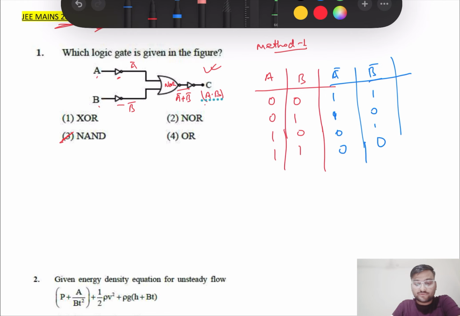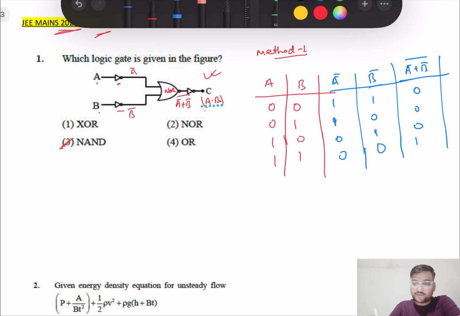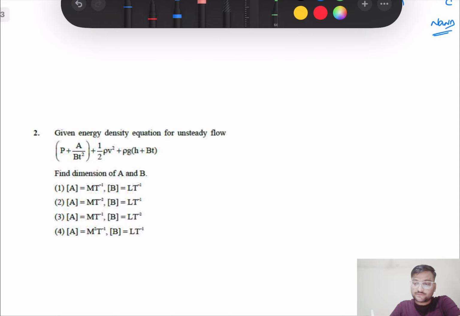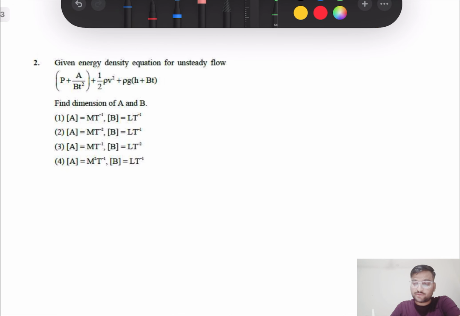Okay, and the AND gate will be applied here, NOT gate will be applied here. So we can say that A dot B gives 0 0 0 1, and the combination of (A plus B) dot (A bar plus B bar) whole bar becomes 0 0 0 1, and the inverse of this, A dot B bar, becomes 1 1 1 0, and this is nothing but the truth table of NAND. Okay, so the NAND gate is the correct answer here.